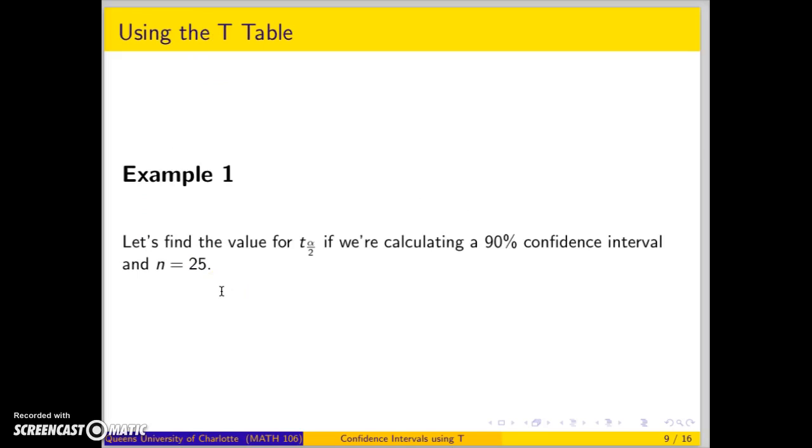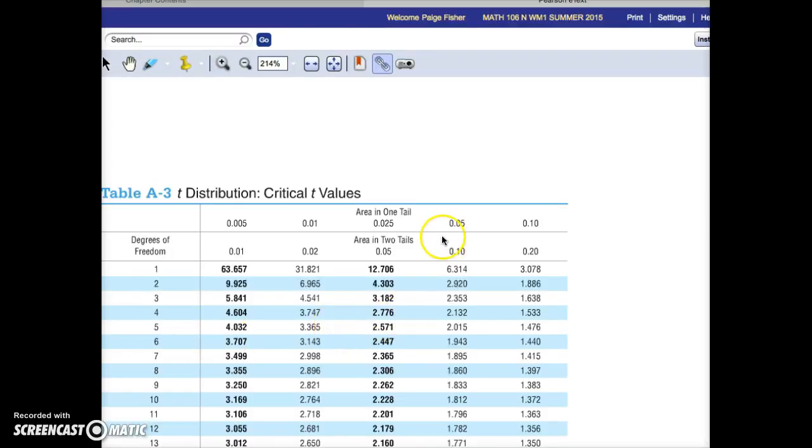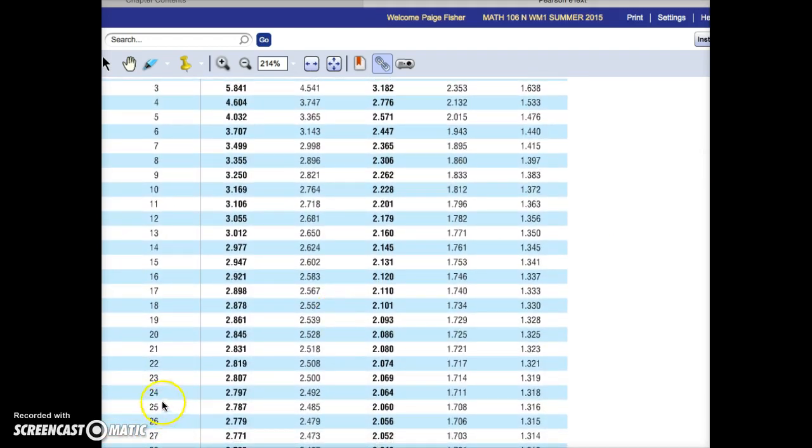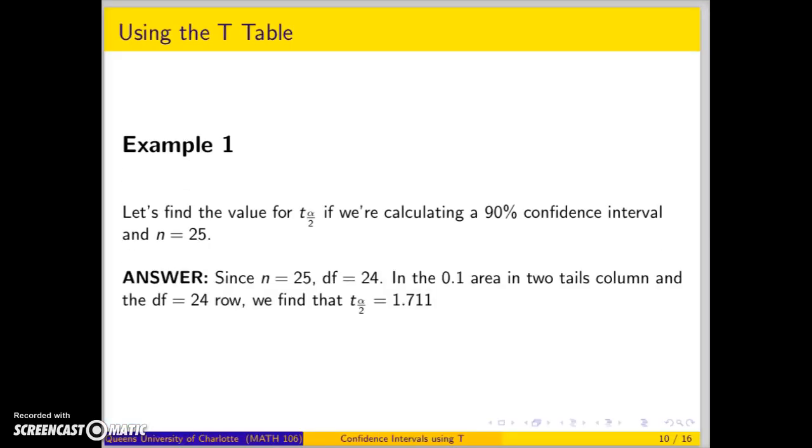So the first example, let's find the value for t alpha over 2 for a 90% confidence interval and n equals 25. So since n equals 25, our degrees of freedom is 25 minus 1, which is 24. And we want a 90% confidence interval. So we're going to look at this column right here, and then we're going to look for the degrees of freedom 24. So scrolling down, 24, and we get 1.711. So going back to the slides, that's our t value.